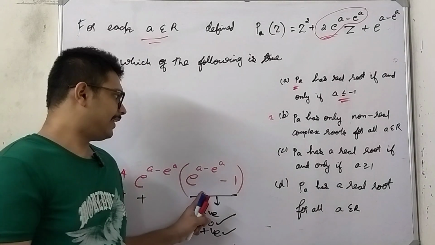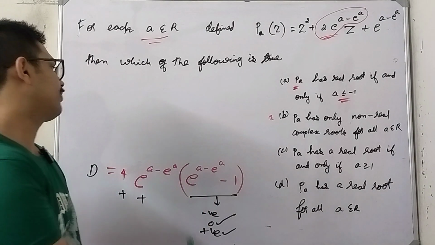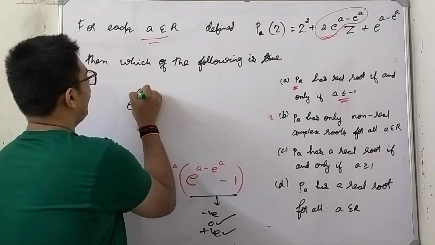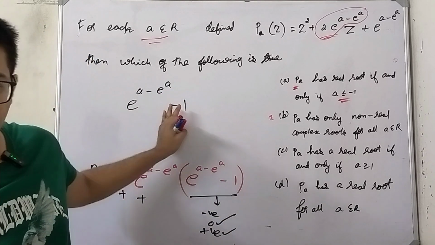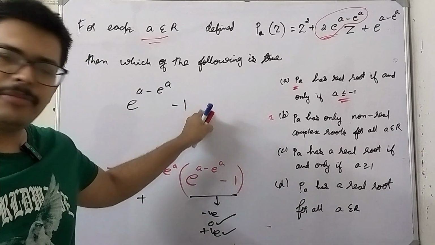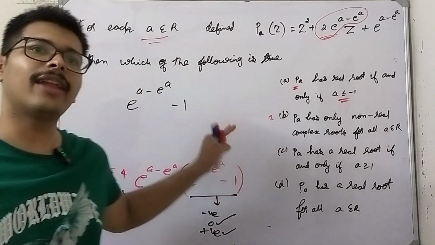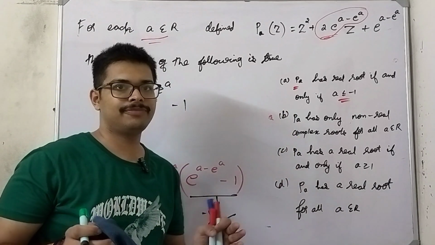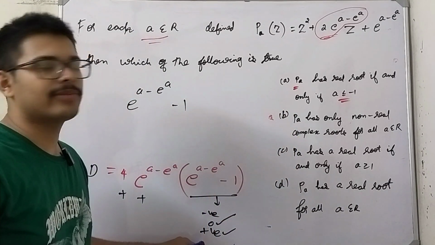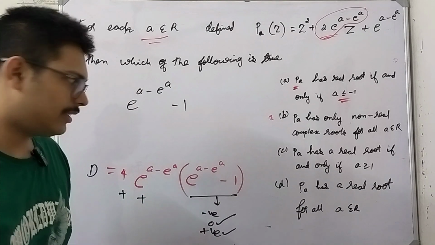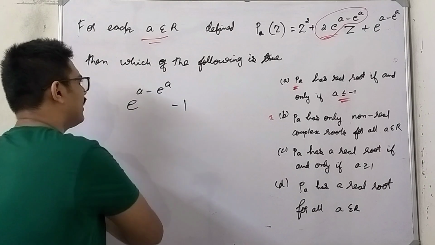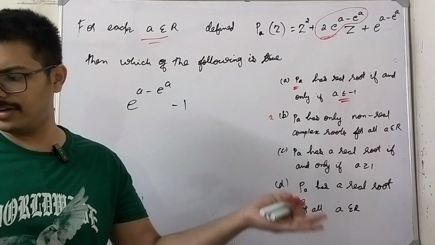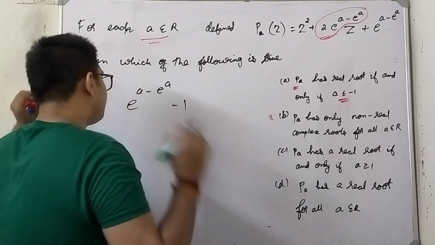Now we can find whether this quantity is positive or negative. E raised to a minus e raised to a minus 1, we need to find. It depends on this quantity. If this quantity is negative, there are only complex roots. If this quantity is 0, there can be a real root. If this quantity is always positive, there are 2 distinct real roots. That's the condition, so we need to check only the sign of this thing. This thing determines whether the discriminant is positive, negative, or 0.